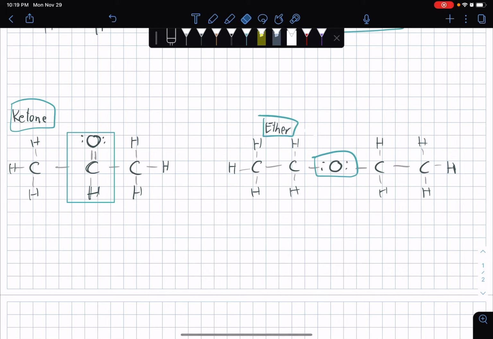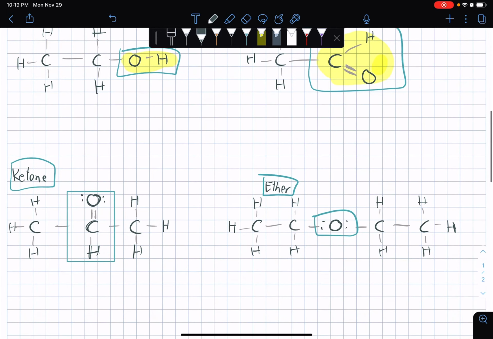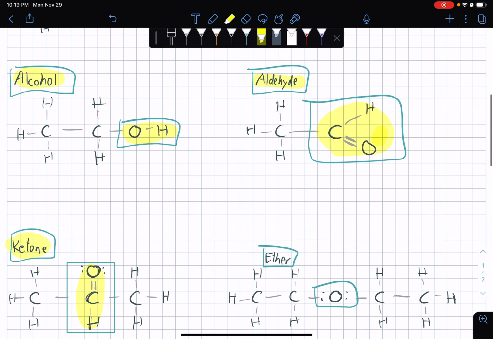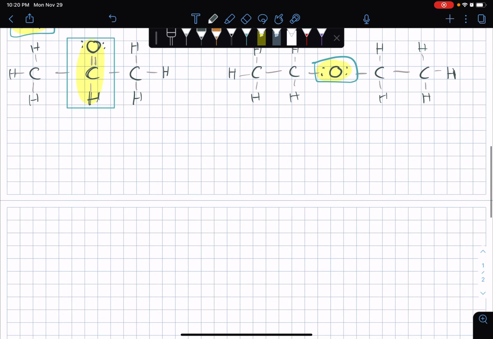And that's ether. And for ketone, just imagine Loki's scepter. And this is the Tesseract. Anyways, fantasy aside, ketone, this is what we have to remember. For ether, an oxygen with 4 dots. Alright, let's move on to the next chapter.